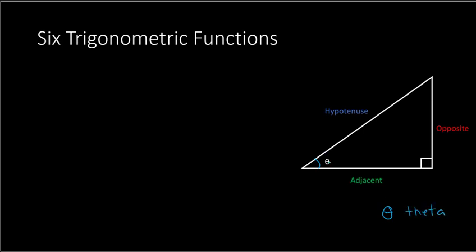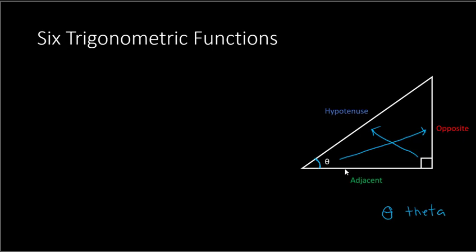All right, so if you're dealing with this angle right here, the side across from that is going to be the opposite side, and then the side across from the right angle will always be called the hypotenuse, and then the remaining side, the other side that is next to the angle but not the hypotenuse, is called the adjacent side.